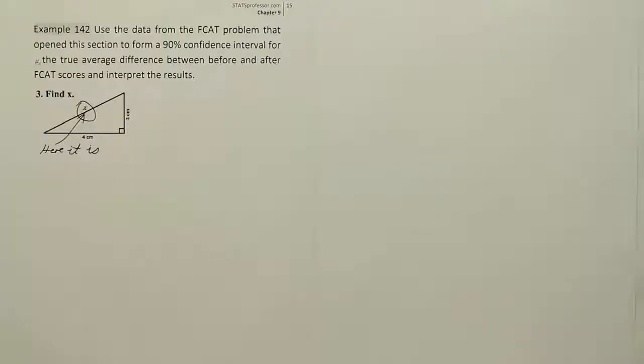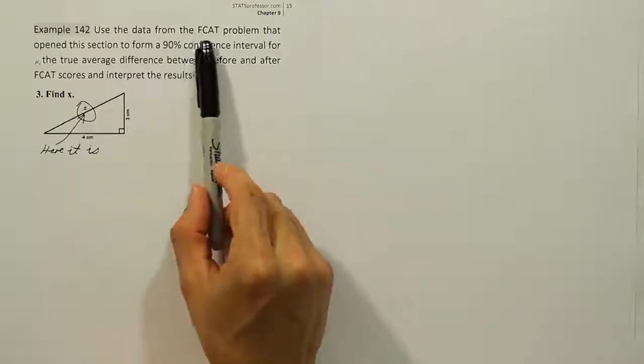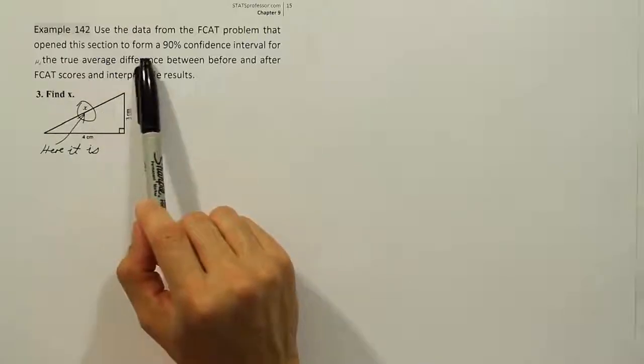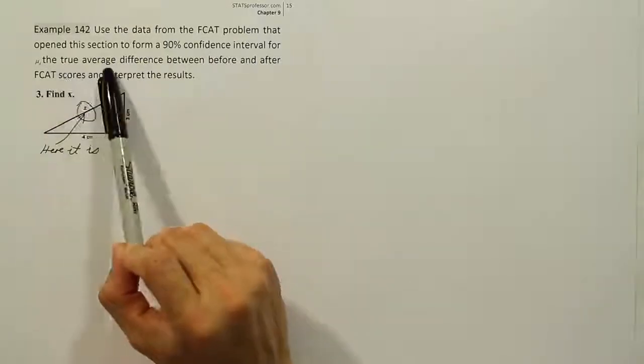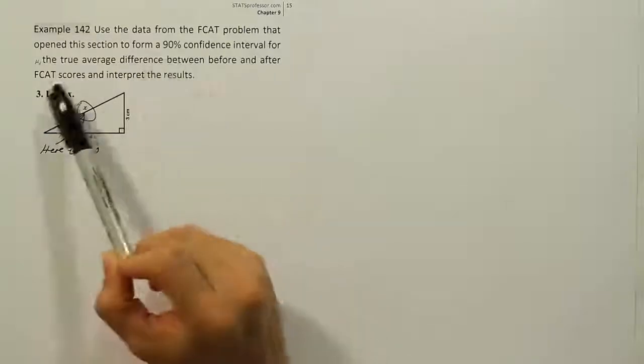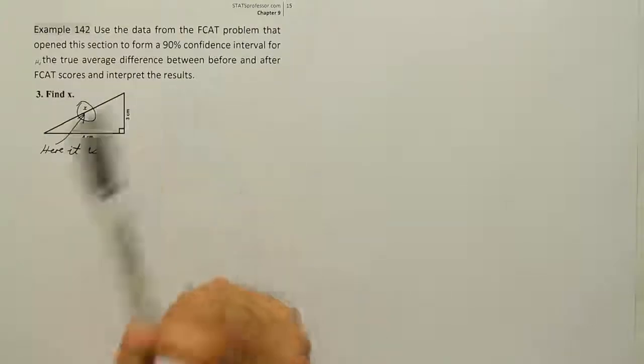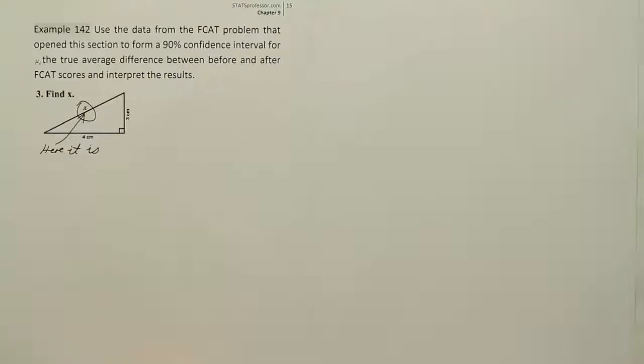Example 142. Use the data from the FCAT problem that opened this section to form a 90% confidence interval for the mean difference, the true average difference between before and after FCAT scores, and interpret the results. Okay, so what we're looking at here is the problem that we did at the start of the section for matched paired t-test or dependent t-test. And we're trying to do a confidence interval now using that same data.